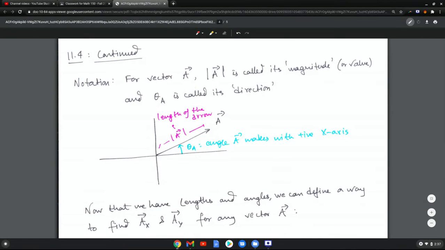Now some more notation. For a given vector, we know how to write the vector A with an arrow on top. If you put two vertical lines around it, that is called the magnitude or the value. And theta, subscript A, is called its direction. So on the diagram, if you have an arrow and that vector is A, the length of the arrow, which is written as absolute value or vertical lines A, is called the magnitude. And the angle it makes with the positive x-axis, theta sub A, is called its direction.